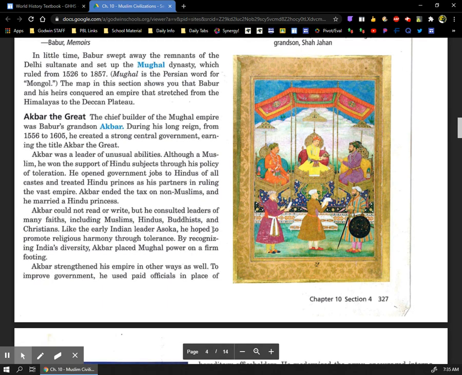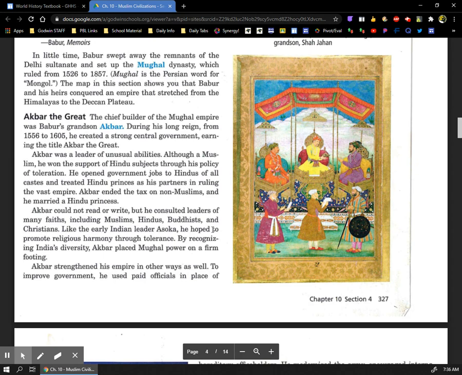Akbar the Great. The chief builder of the Mughal Empire was Babur's grandson Akbar. During his long reign, from 1556 to 1605, he created a strong central government, earning the title Akbar the Great. Akbar was a leader of unusual abilities.